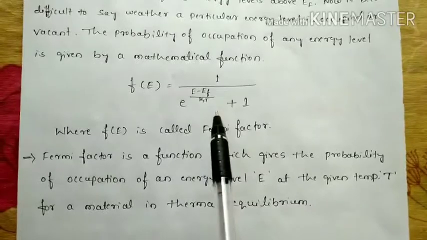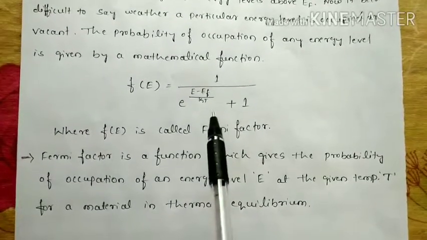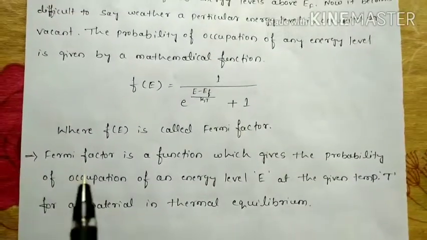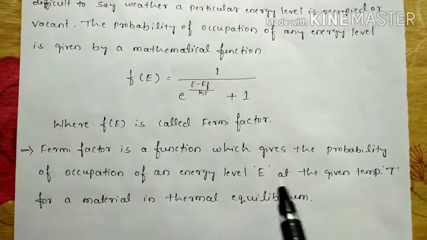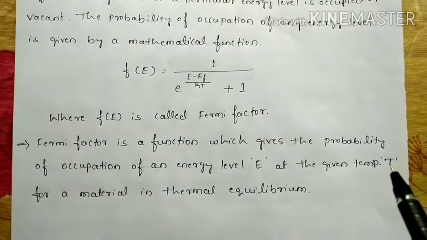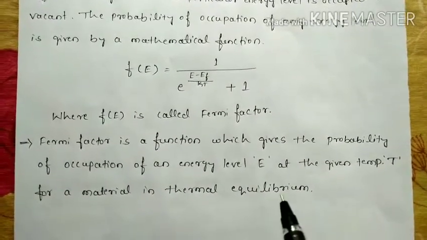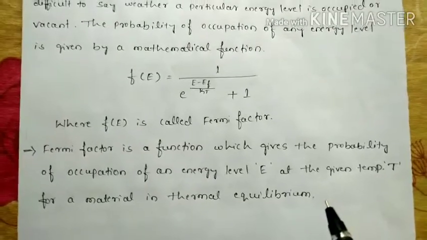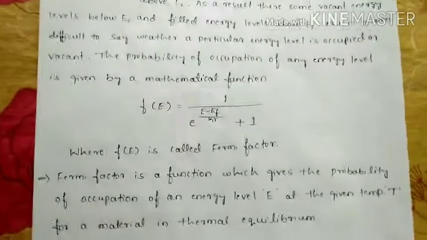So using this probability factor, we can find out the occupation of any energy level E at any given temperature T, and it is for any given material at thermal equilibrium. So this is the Fermi factor.